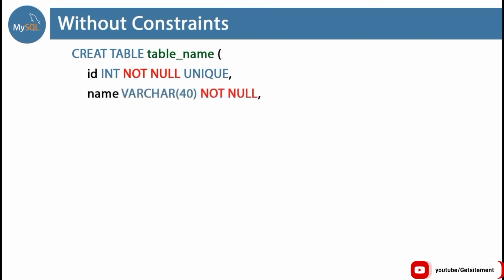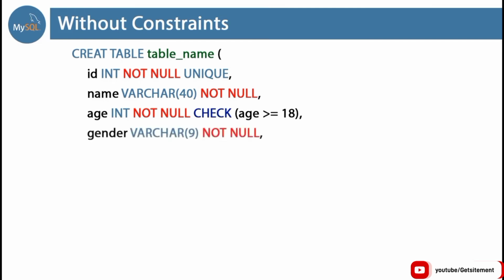And for name, our data type is varchar. Similarly, I don't want to leave it blank, so I use the not null constraint. And for age, I'm going to use multiple constraints. Our data type is int. First I use the not null constraint, and then I use the check constraint. And inside the round braces, we can set our condition. And for gender, we use the varchar data type, and I don't want to leave it blank. And for phone number, our data type is varchar, and I use two constraints, not null and unique.